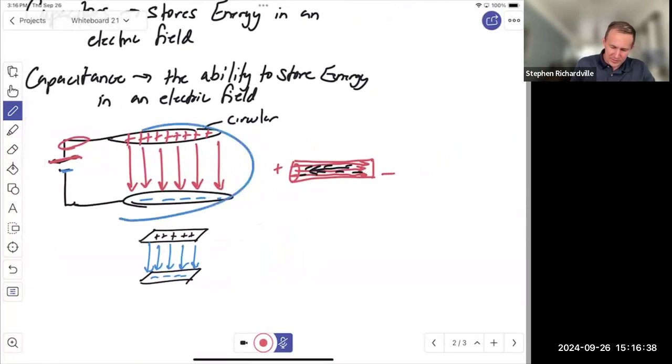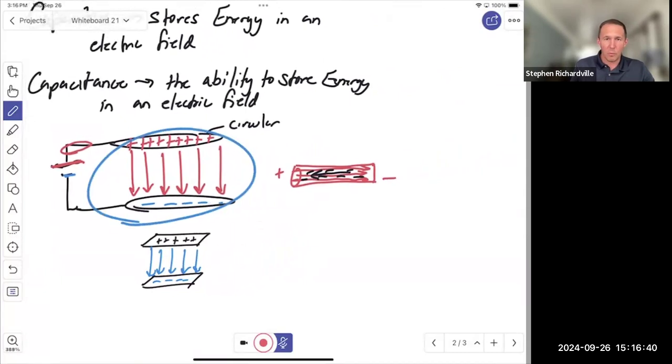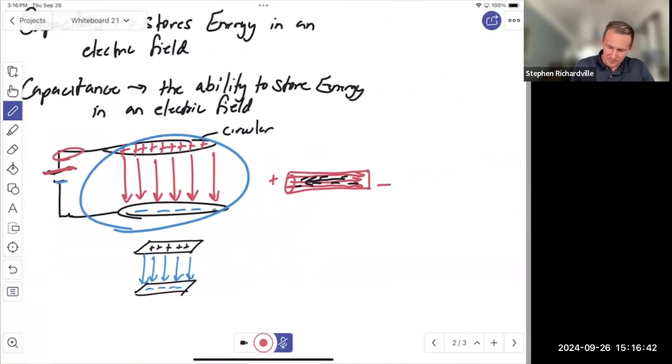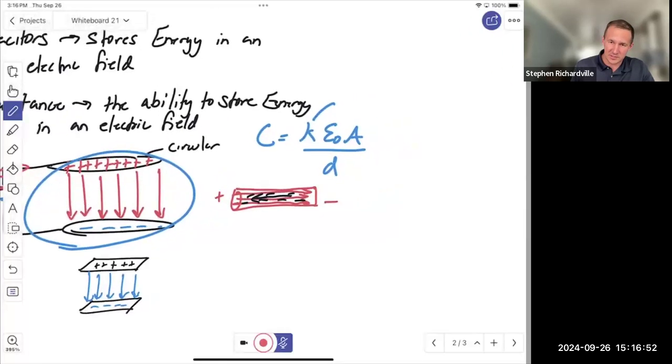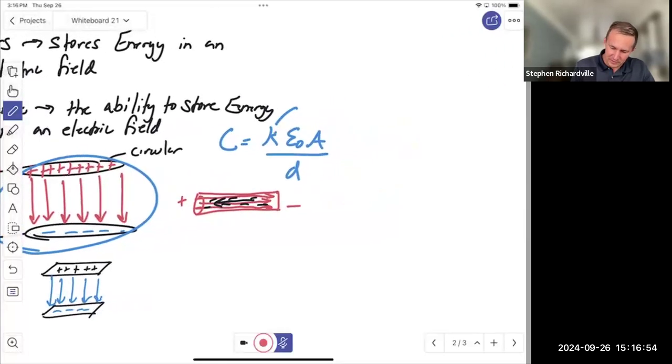How much energy can this thing store? Or what defines capacitance? Capacitance is a little thing called K epsilon naught A over D. This K is not Coulomb's constant. It's a funky little K called the dielectric constant, almost like mu for friction. Different materials have different constants. Air has a dielectric constant of 1.